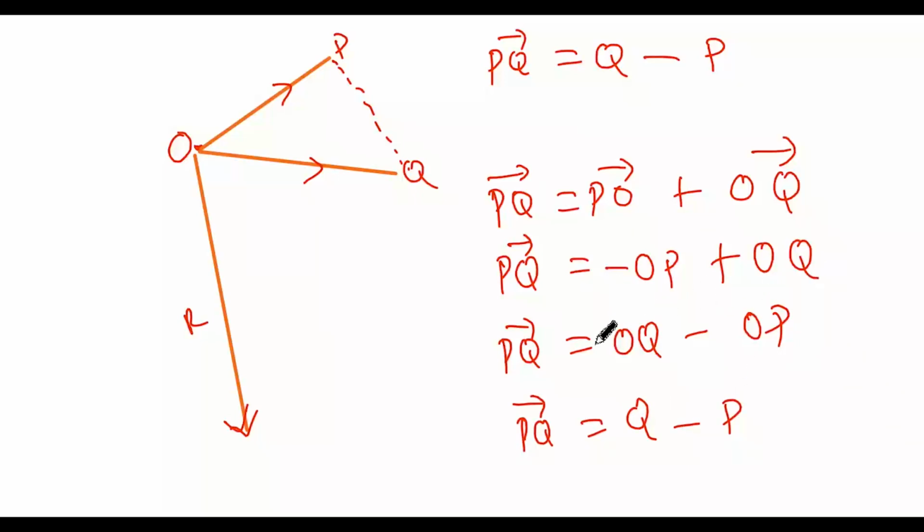So this is what you need to do. But once you are used to this, once they have the same initial point, that is, they are position vectors, PQ will just be this. You don't need to undergo this process again.